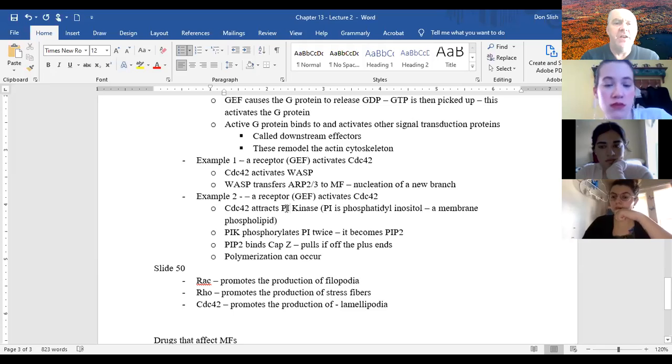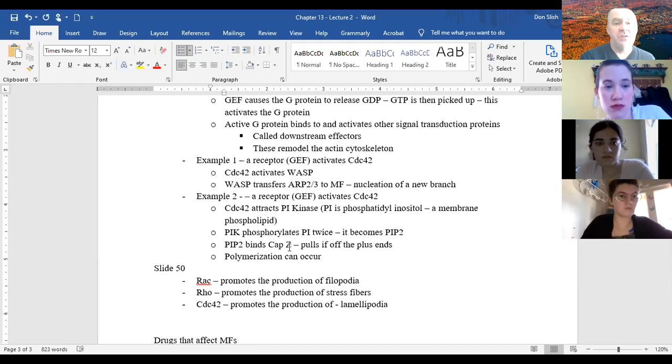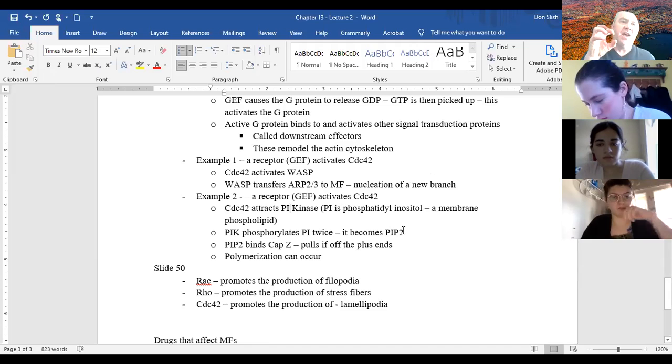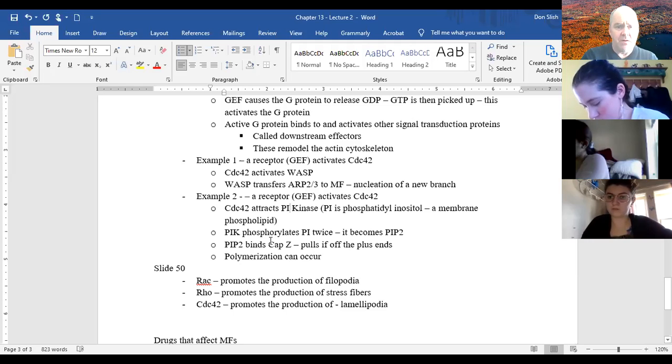CDC42 activates PI kinase. Being a kinase, it puts phosphate on PI. So PI then becomes PIP2. PIP2 then will bind CAPZ. So remember, CAPZ is on the plus end of the microfilament, stopping it from polymerizing or depolymerizing. Here, by producing this new phospholipid with a whole lot of big negative charges on it, it pulls that CAPZ off the plus ends, and now formin can grab that plus end and start polymerizing. Does that make sense?